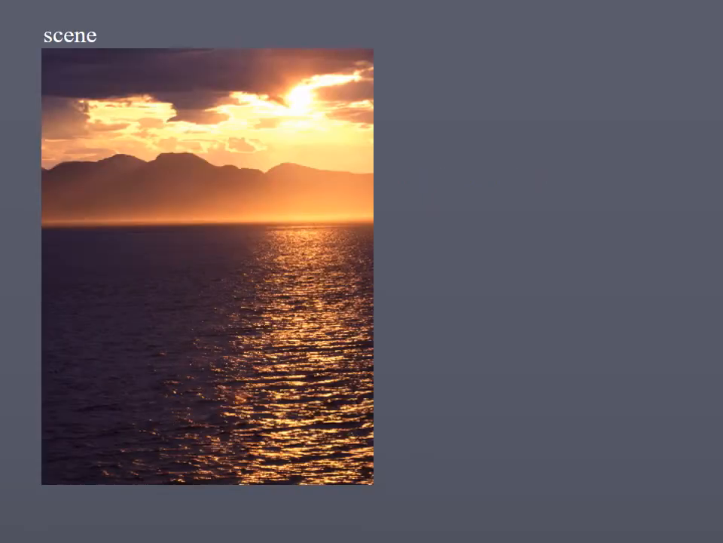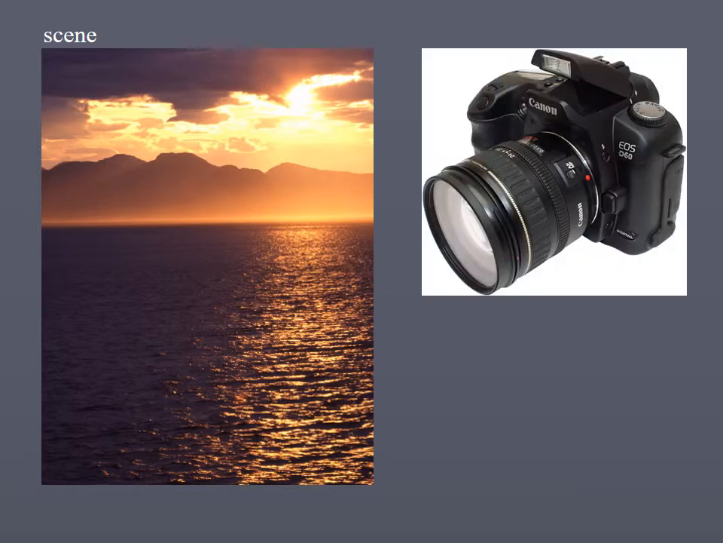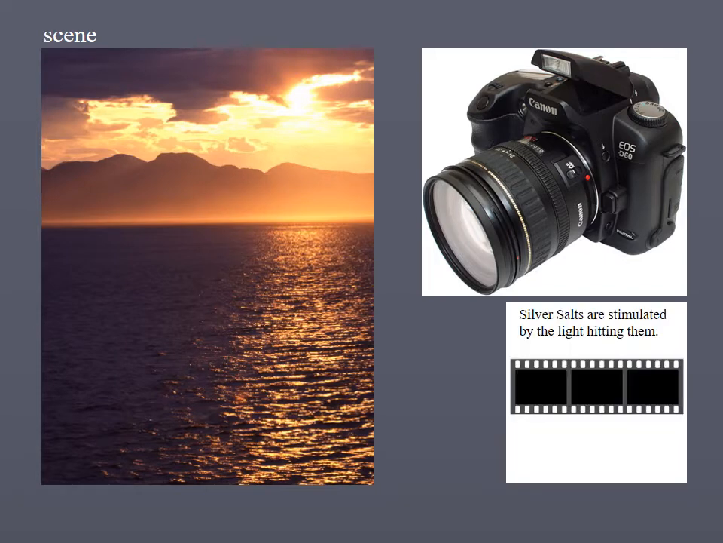So let's look at a quick overview of film processing. You would come upon this beautiful scene of the sunrise, and you pull out your camera, load it up with film, set your aperture and your shutter speed, and you would take the picture. The silver salts on the film are stimulated when the light hits them, but what you've got is a latent image. The image still needs to be processed for it to come out.